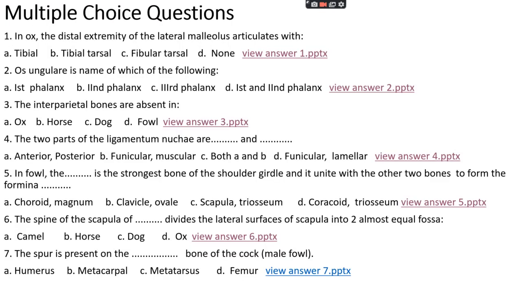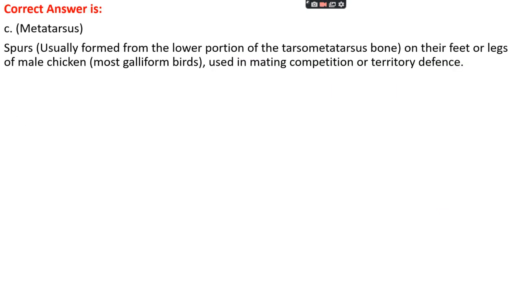Question number 7. The spur is present on the dash bone of the cock, that's the male fowl. Option A, humerus. Option B, metacarpal. Option C, metatarsals. Option D, femur. The right answer is option C, that is the metatarsus.